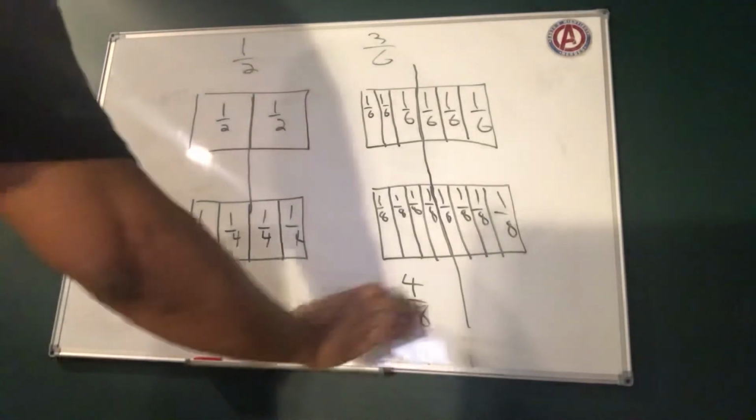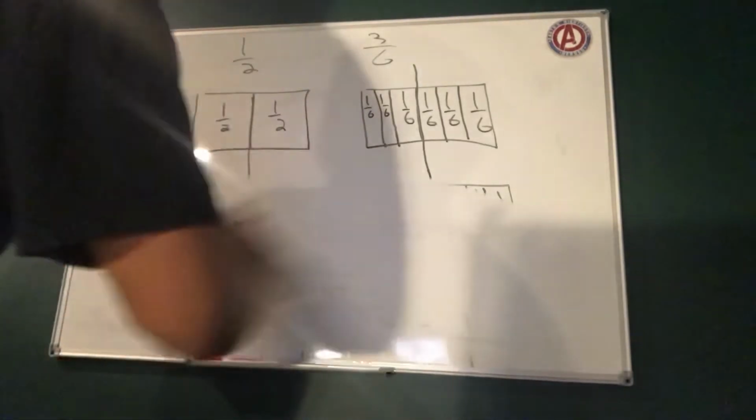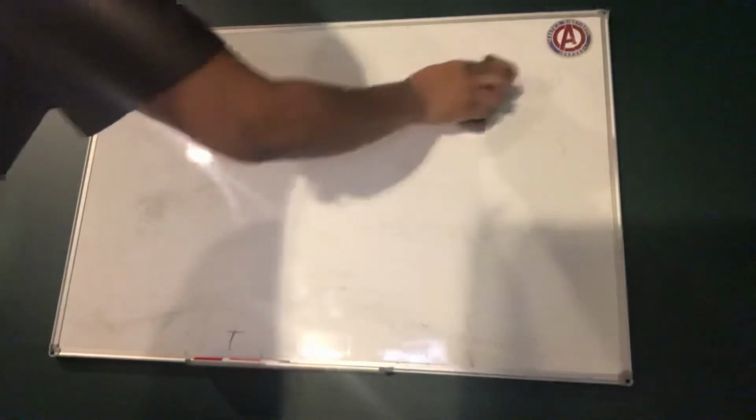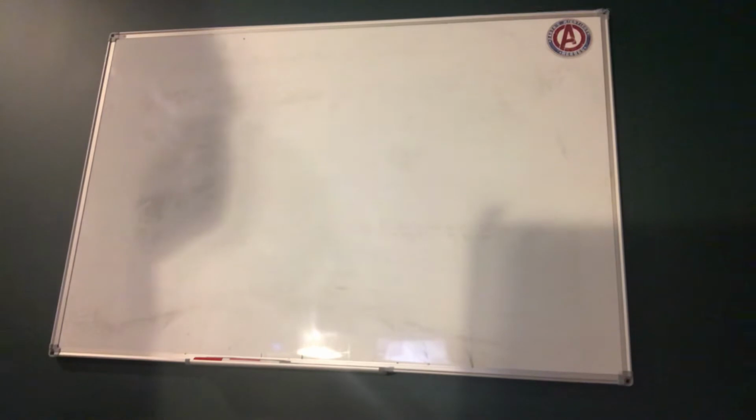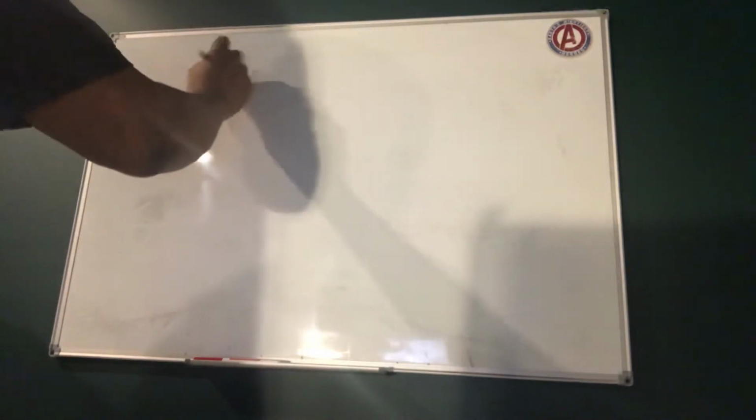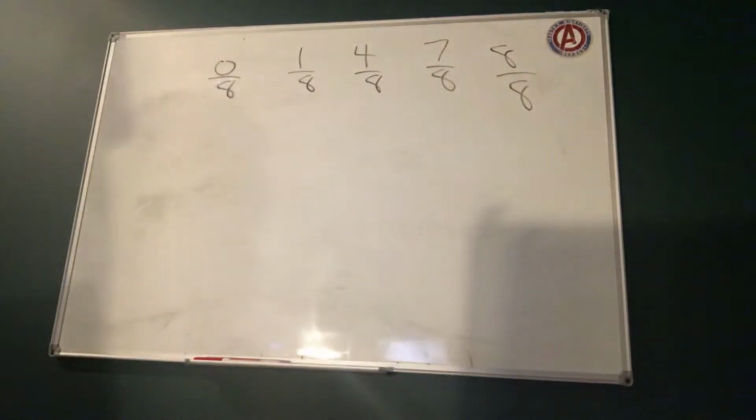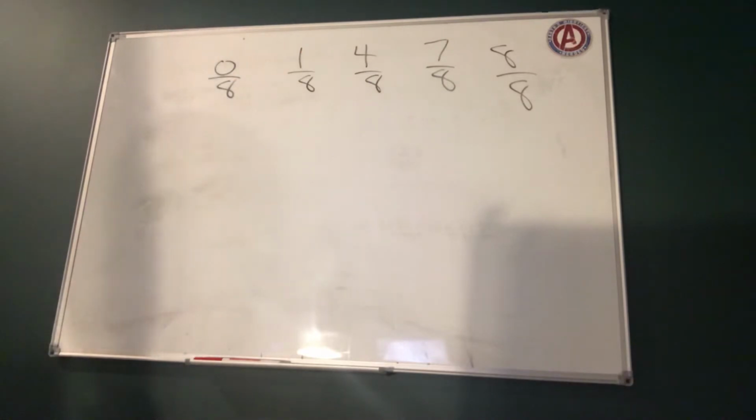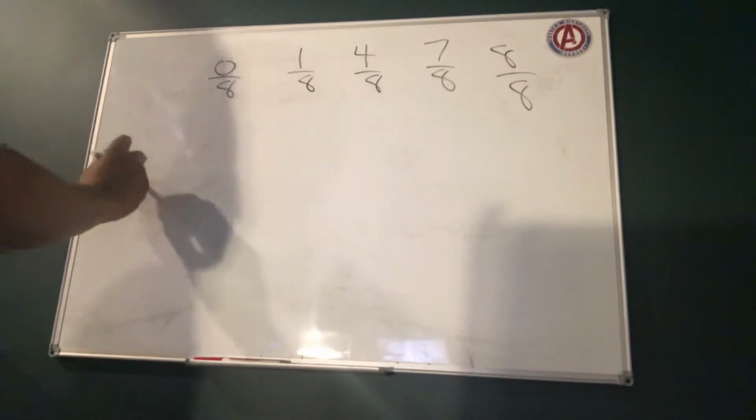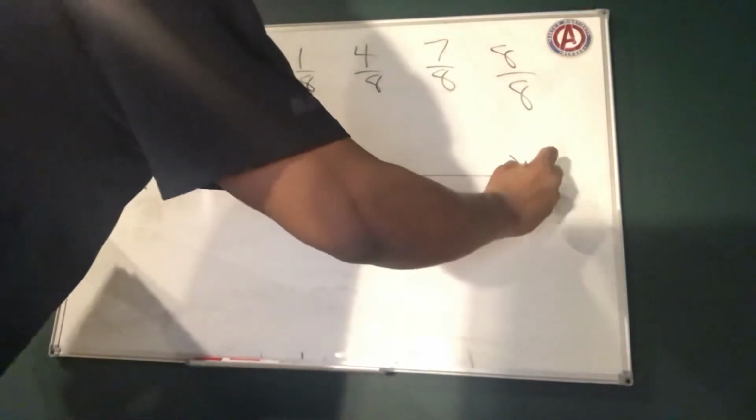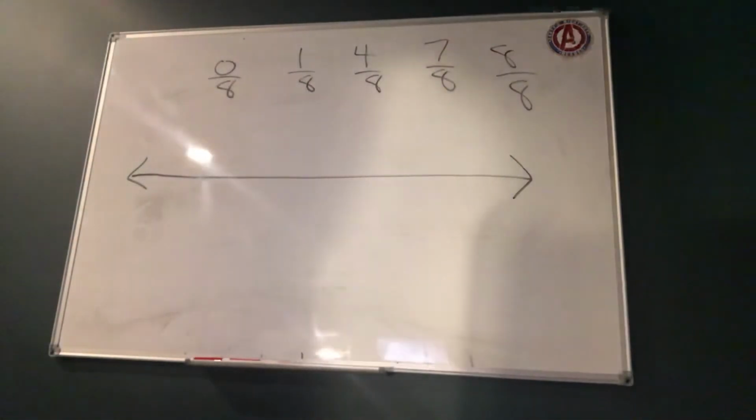Now we're going to look at some fractions on a number line. And once again, you're going to need your paper. So I want you guys to write down these fractions in the box. So we have 0 out of 8, 1 out of 8, 4 out of 8, 7 out of 8, and then 8 out of 8. And then we're going to create our number line, and we're going to place each of these fractions at their correct place on the number line.